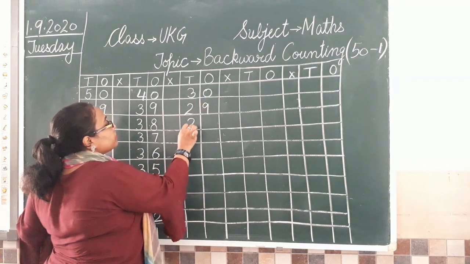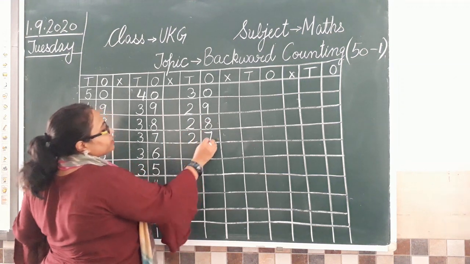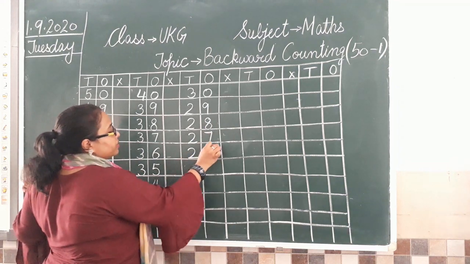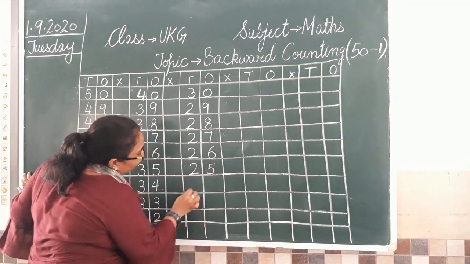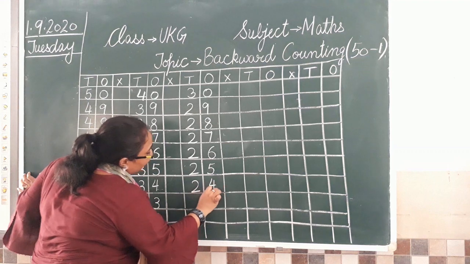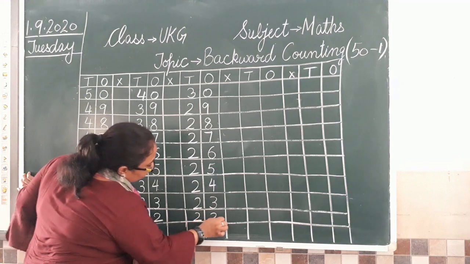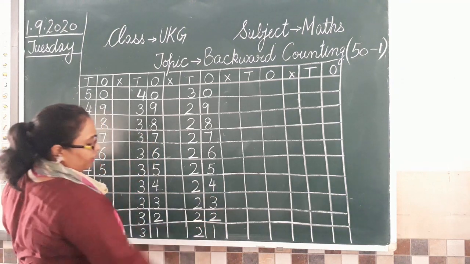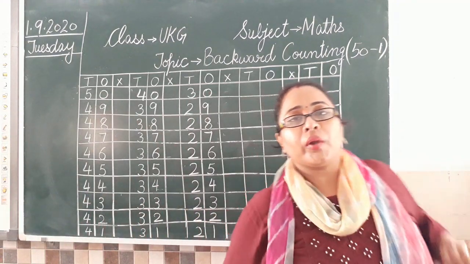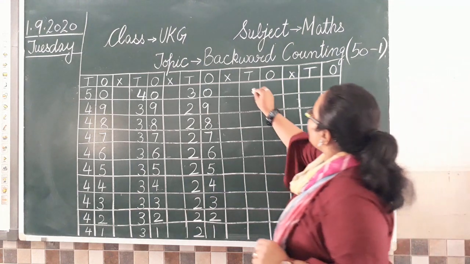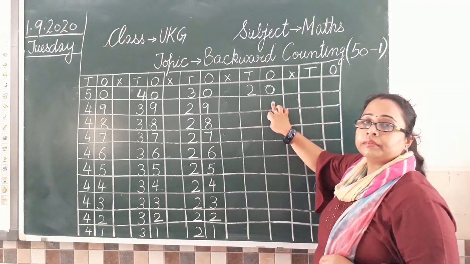Then comes 29, 28, 27, 26. Then comes 25, 24, 23, 22, 21. Clear? 21 तक हो गई हमारी काउंटिंग. So what comes before 21 now? 20. So what I'll write? I'll write 20.